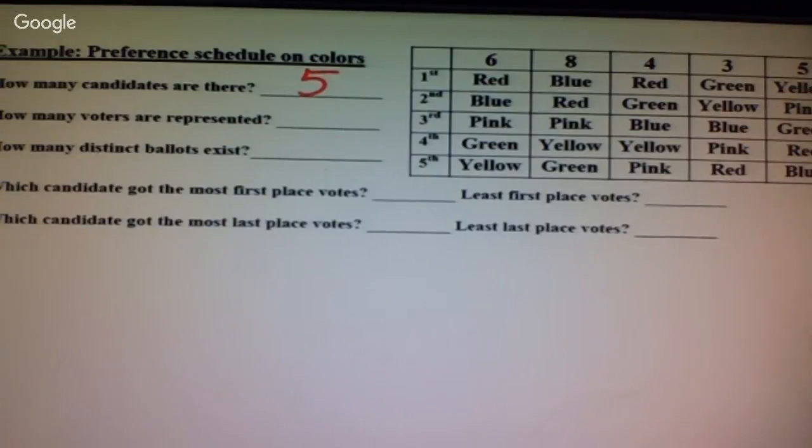How many voters are represented? 26. Again, to get your amount of voters, you add all the numbers across the top, which gives us 26. How many distinct ballots? 5. You've got 5 columns.